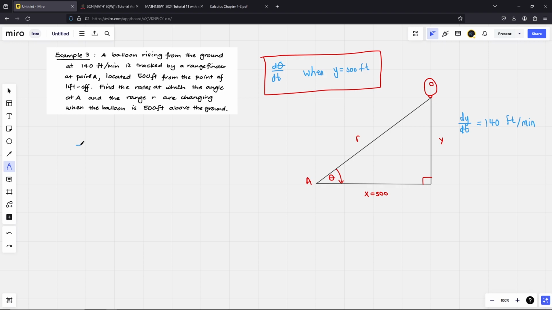So I'm going to say theta is equal to, and I want y on the top and 500 on the bottom. I'm going to explain why I did this after we take the derivative. So if I think about y over 500, I'm thinking about opposite over adjacent, and that's going to be tangent theta.